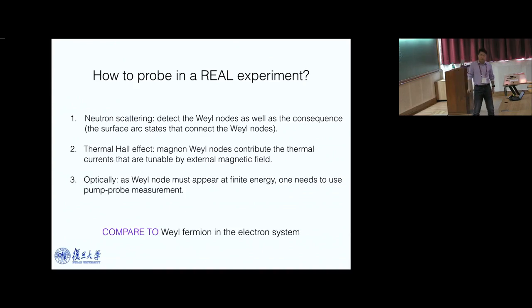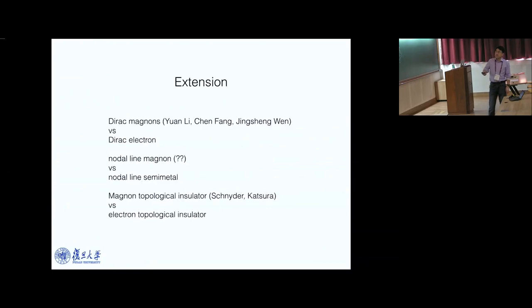Right? So that is the difference between Weyl electrons and Weyl fermions. There are a lot of extensions of this since the proposal of Weyl semimetals. Since the proposal of Weyl magnons, there are works by Yuan Li in the audience on the Dirac magnons and the experimental discovery of Dirac magnons. There's another line of magnons proposed by some people I don't remember. And there's a magnetic topological insulator proposed by Schneider, Katsura, trying to make an analog with the electron topological insulators.